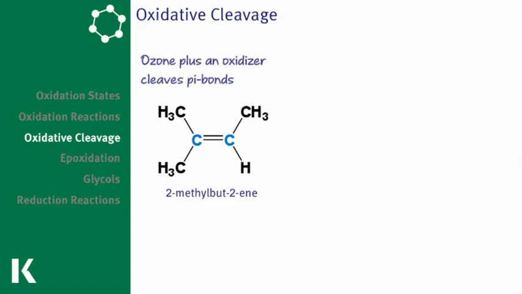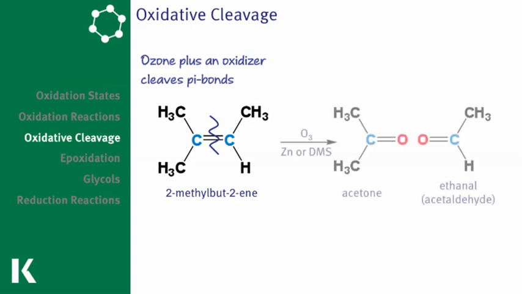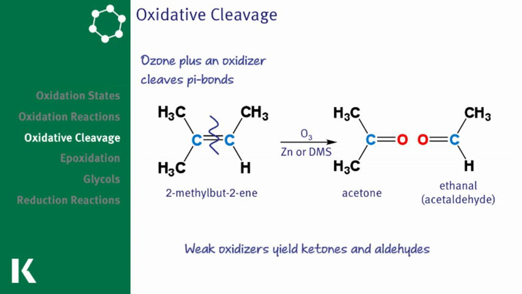When a pi bond is oxidized, one possible outcome is the cleavage of the entire double bond. In this example, whereby 2-methyl-but-2-ene is treated with ozone, the reactant is split into two products that display carbonyls where the double bond once was. Now, ozone in a reductive workup of zinc or dimethyl sulfide is a weak oxidizing agent, denoted by the fact that the products are not in their most oxidized forms possible.